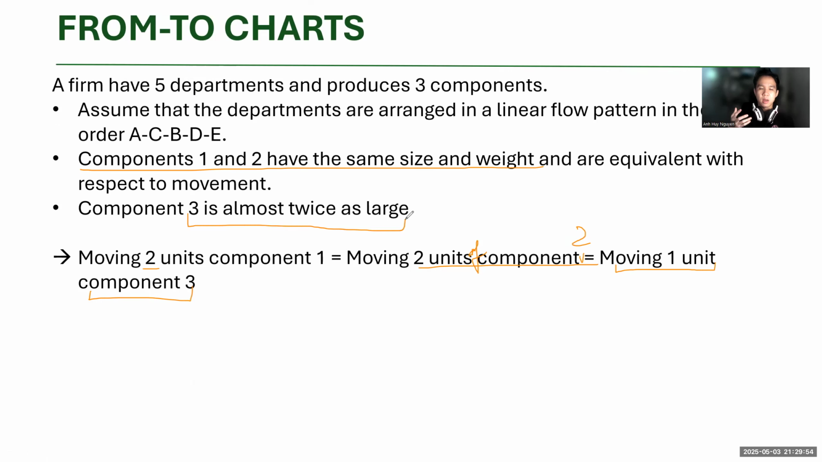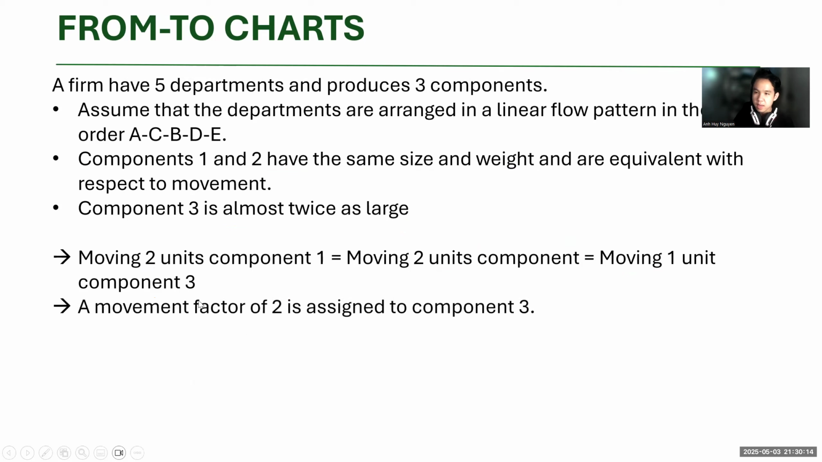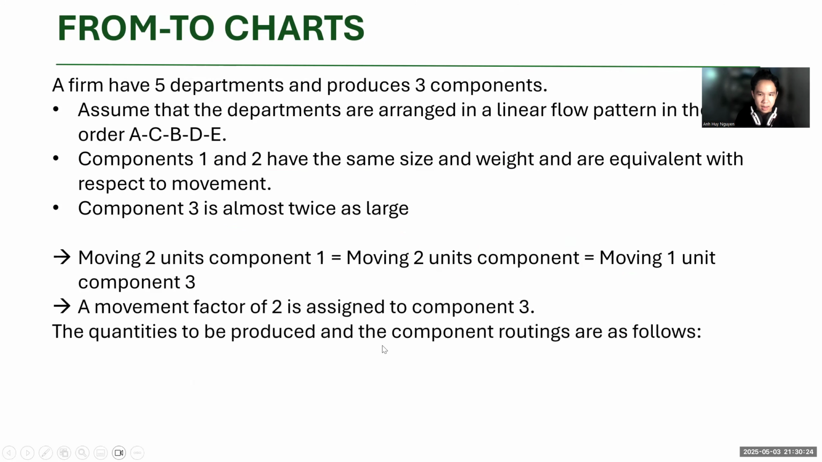So for example, when you move components 1 or 2, you only need 1 person, but to move component number 3, you need 2 people. So you will count moving 1 unit of component 3 as 2. So yeah, we will assign a movement factor, which is just a multiplier number, to component 3. And I'll show you the example in the Excel file.